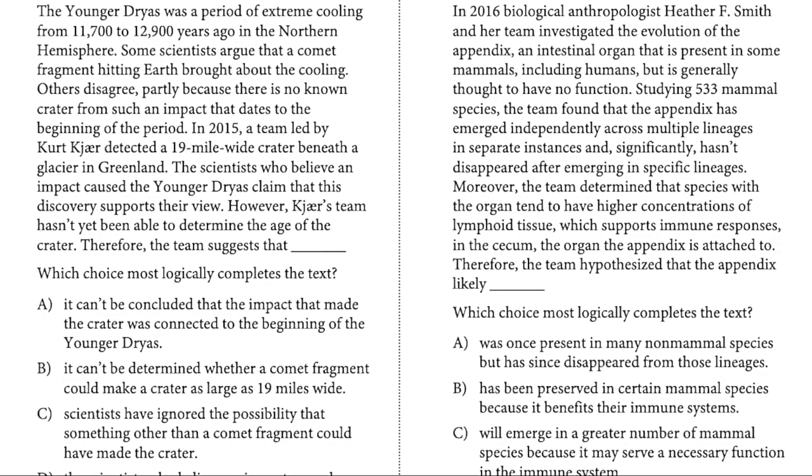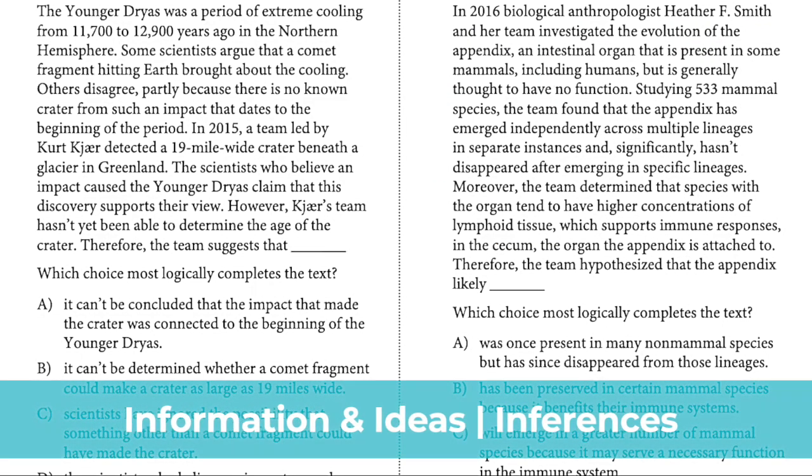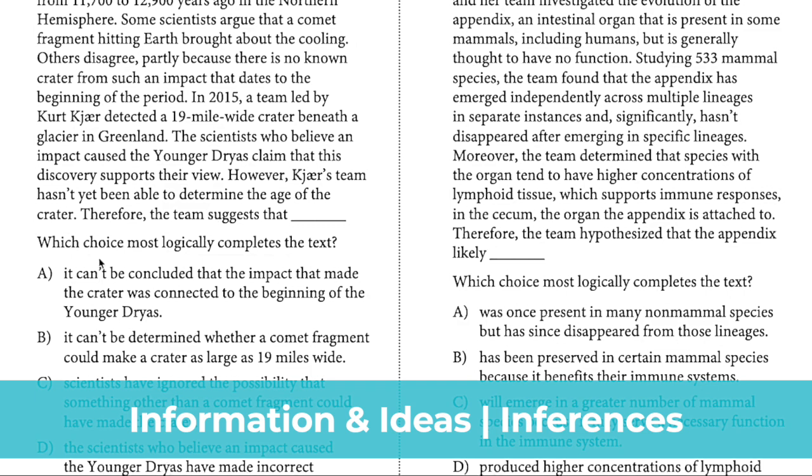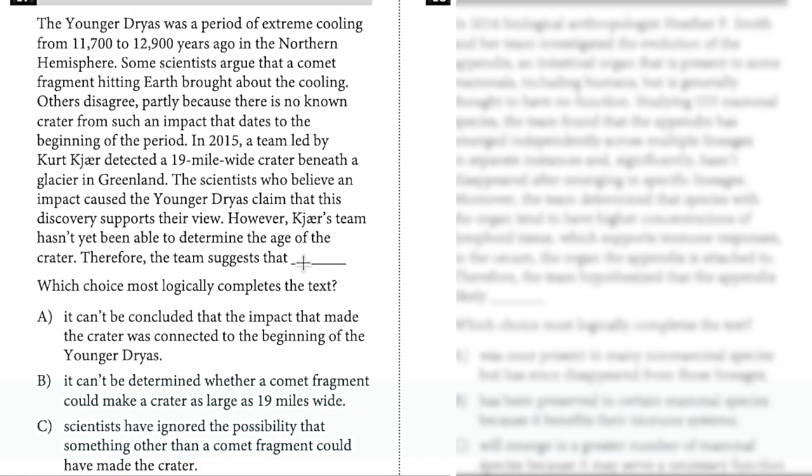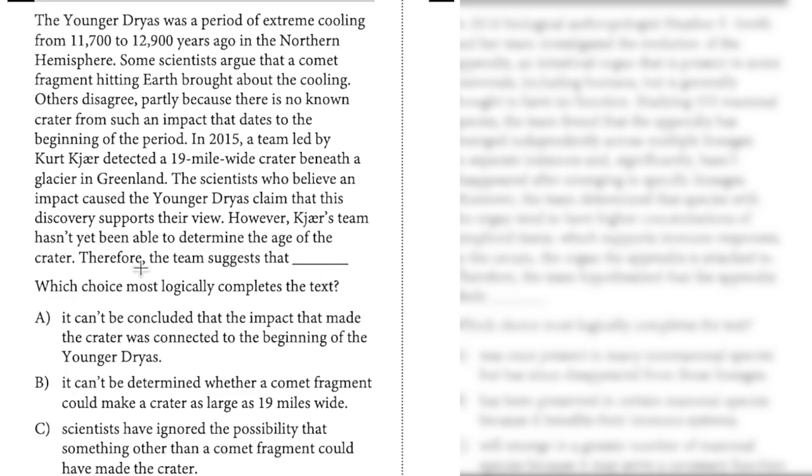All right, let's get a couple of inference questions out of the way here. And these are always going to be the ones that say which choice logically completes the text. Unfortunately, you're going to need to read the entire thing a lot of the time. The Younger Dryas period was a period of extreme cooling from so many years ago in the Northern Hemisphere. Some scientists argue that a comet fragment hitting Earth brought about the cooling. Okay, that seems important. So a comet fragment is one of the arguments.